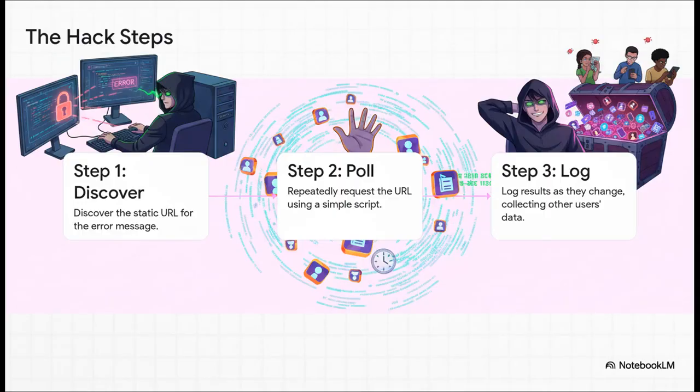Now, here's the kicker. The attack was ridiculously simple. First, an attacker finds the one single URL that displays the latest error for the whole system. Then they write a tiny script to just ask for that URL over and over and over again. We call that polling. And then they just sit back and log the results. Every single time another user, anywhere in the world, hit a bug, their sensitive data popped up on that page, and the attacker just scooped it all up.